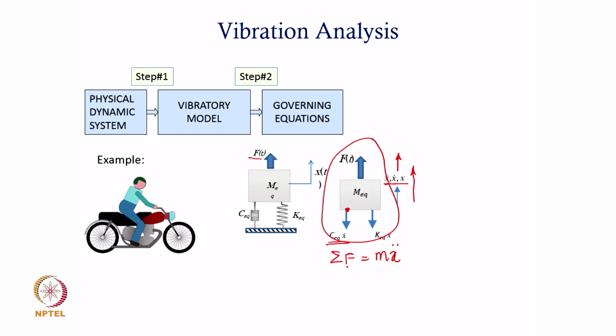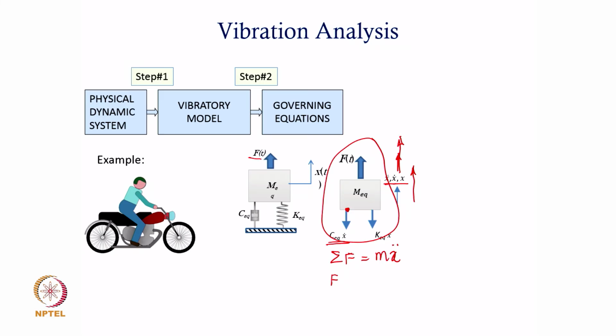And so, you find out what is the net force which is acting on this free body. So, it is going to be f of t minus c equivalent x dot minus k equivalent into x, that is the net force in the direction of acceleration. By equating this, you will get the governing equation of motion.